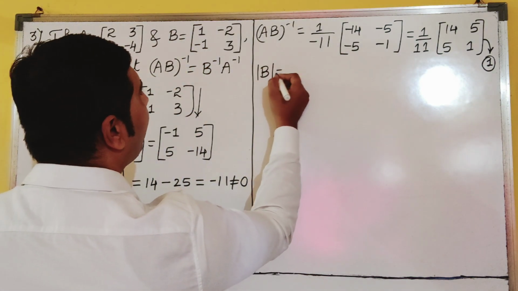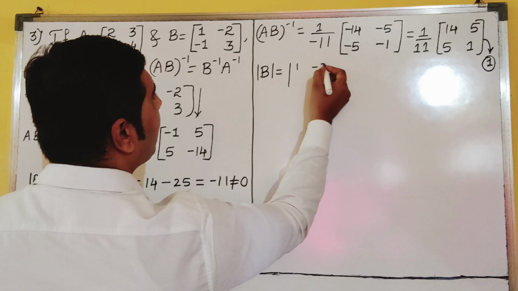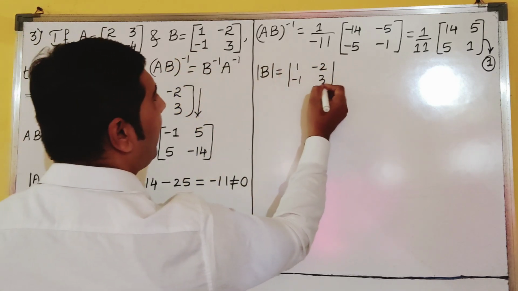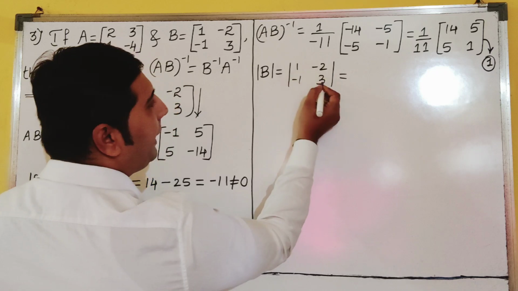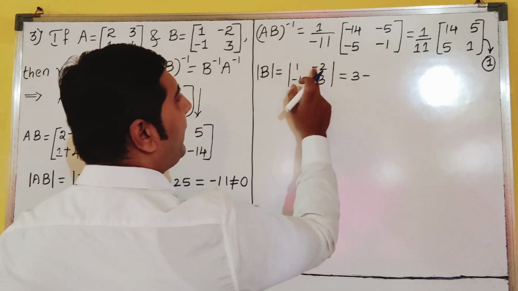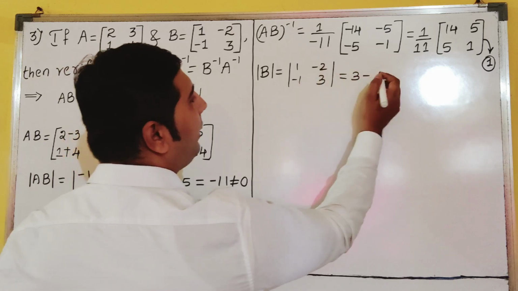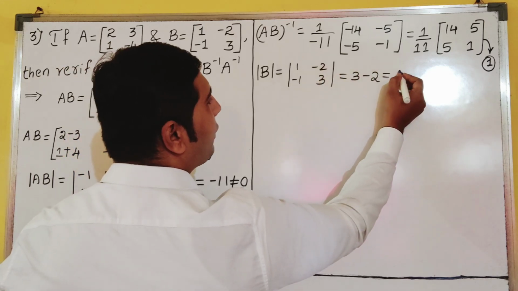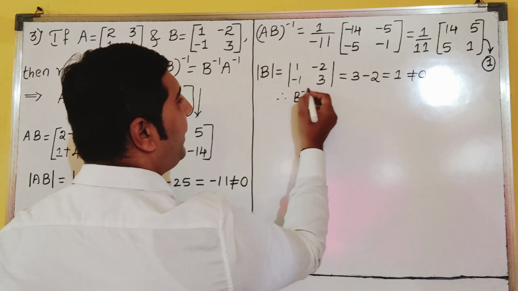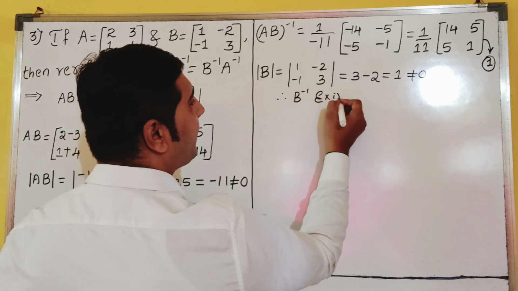Determinant B is what? See here, B is 1, minus 2, minus 1, 3. So multiply this: 1 into 3, 3. Minus sign you write. So next, minus into minus plus, 1 2s are 2. 3 minus 2 is 1, which is not equal to 0. Therefore, B inverse exists.